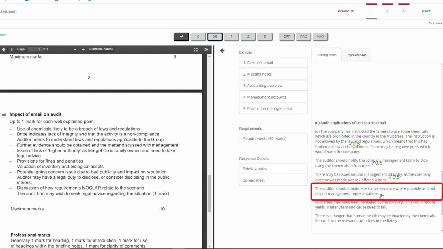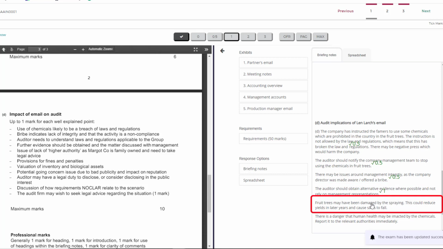Oh, actually, when it comes on to the next point here, obtaining alternative evidence where possible, not relying on management representations. So that is a decent point developed on from this. So I'm going to give that one a mark. Fruit trees might have been damaged by the spraying, reducing the yield in later years and causing sales to fall. That's a problem for the business, not necessarily a problem for the audit. If we're thinking that sales might be overstated or that there could be going concern issues, that's how this becomes a problem for the audit. But as this stands, it's not answering the question, therefore it's worth nothing.